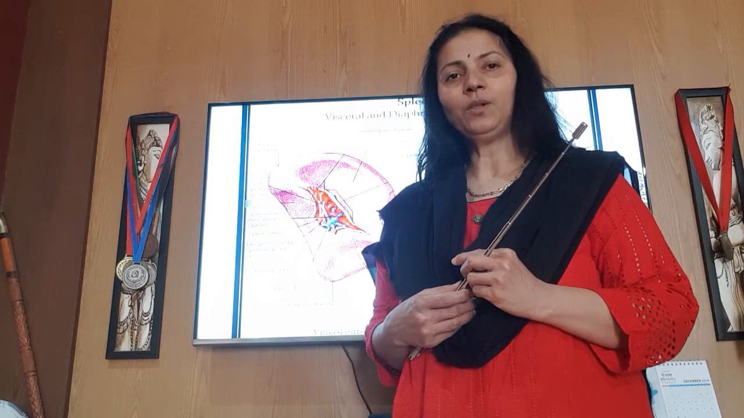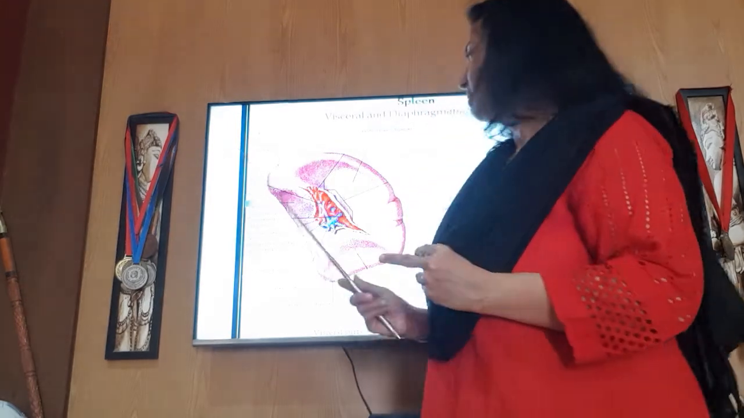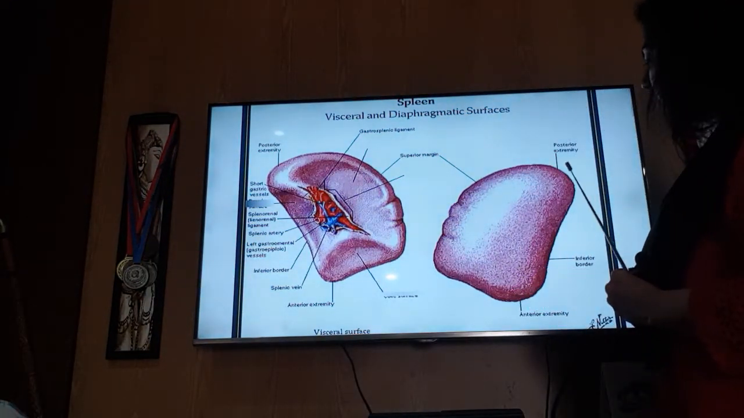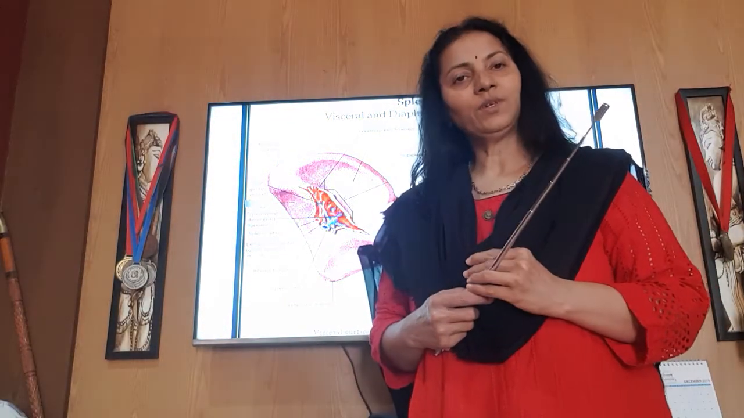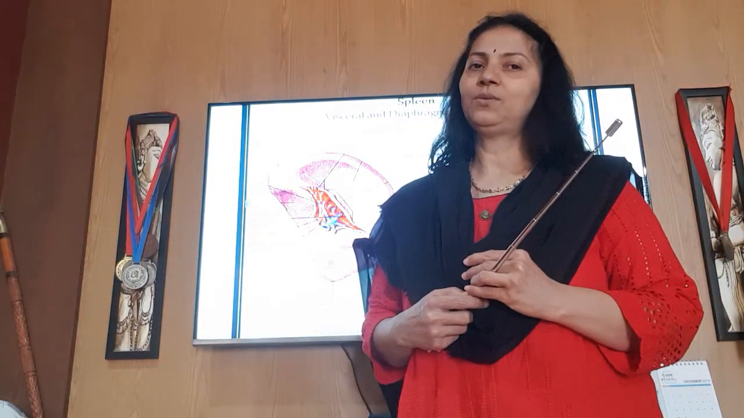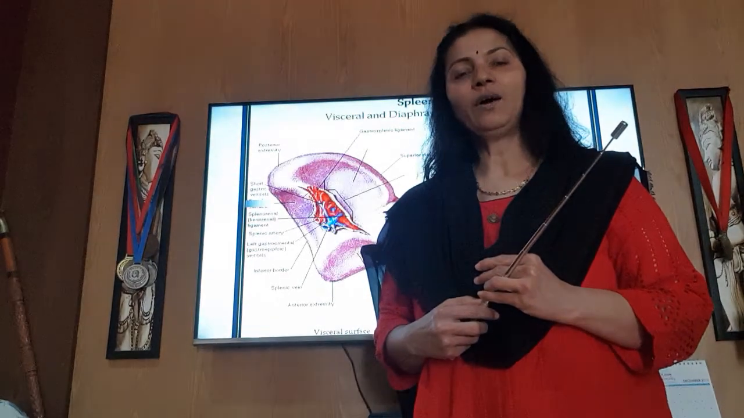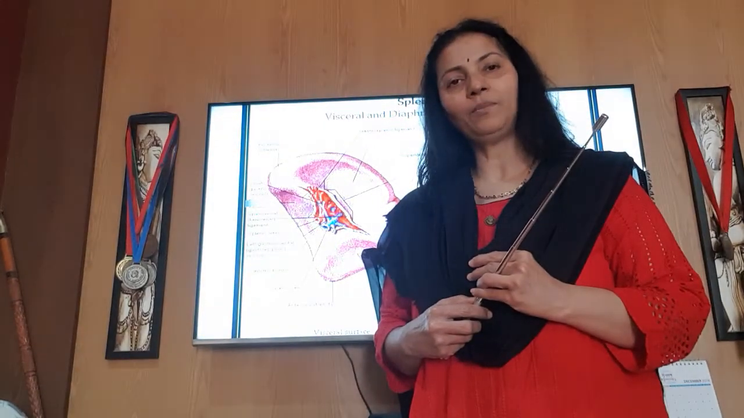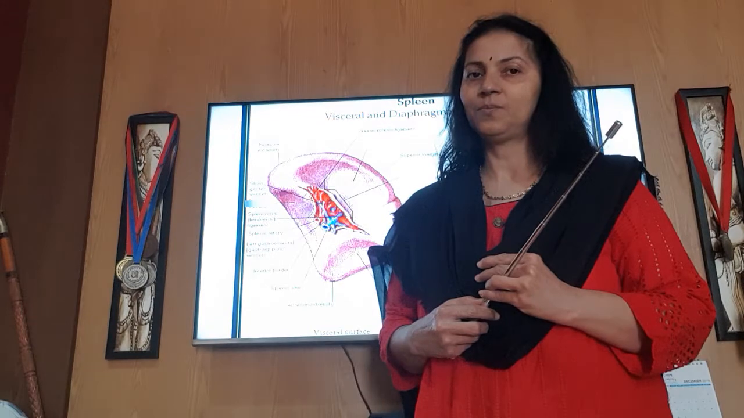So first of all, I will tell you the spleen that you can see very clearly. It is a wedge-shaped organ. And what is the position? For telling the position of any abdominal organ, we have to know the regions in which the abdomen is divided. It is divided into 9 regions.